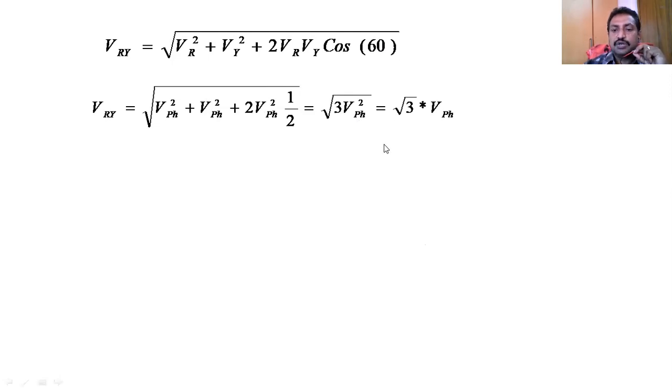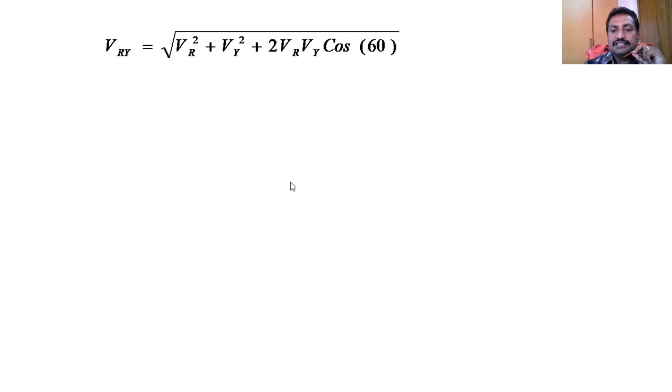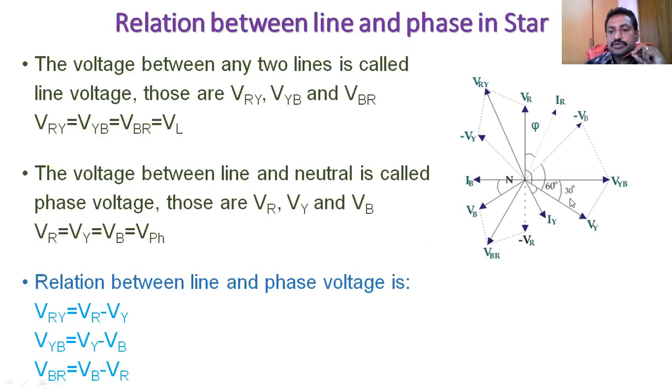Again, VRY is equal to line voltage, VL. Therefore, VL is equal to root 3 V phase into cos 30. What is this cos 30? I'll come back here. See here, this is the line voltage, but this is the phase voltage. This line voltage leads by an angle of 30 degrees.